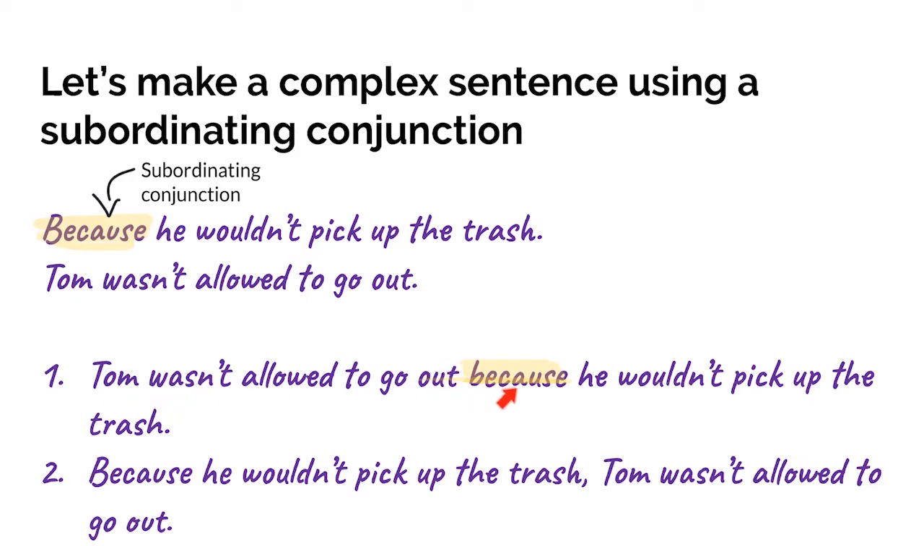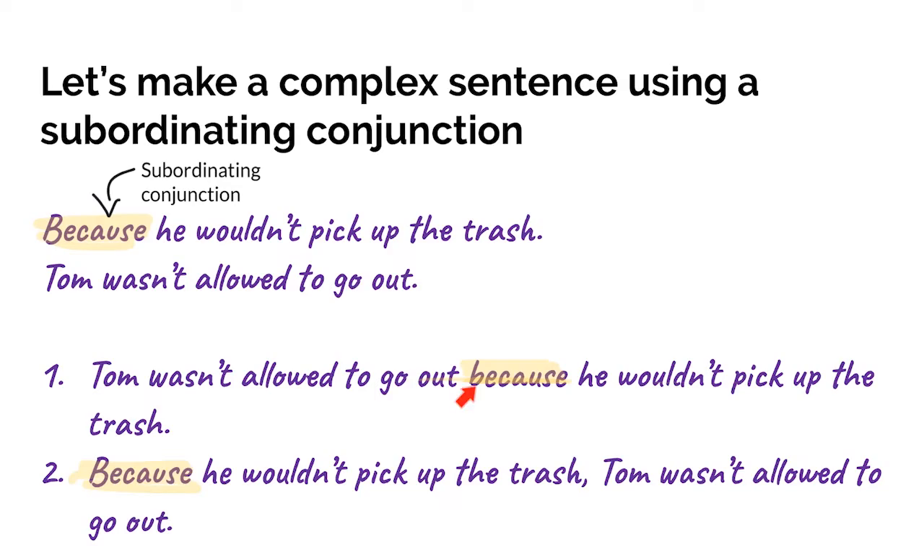Tom wasn't allowed to go out because he wouldn't pick up the trash. Our second method: because he wouldn't pick up the trash, comma. This time we started our sentence using the dependent clause. Because is our subordinating conjunction, we started our sentence with a dependent clause, so we have to add a comma. Because he wouldn't pick up the trash, Tom wasn't allowed to go out. Now I hope you understand the two methods of writing sentences using a subordinating conjunction.